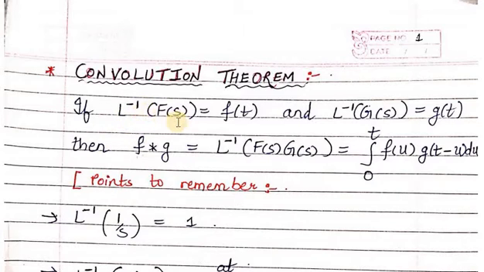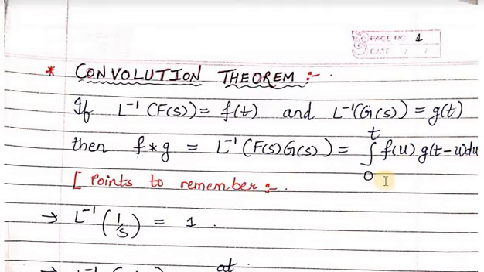If L inverse f of s equals f of t and L inverse g of s equals g of t, then the convolution of f and g, right? This is denoted by the symbol f star g. This is called convolution of two signals, okay? One is f and the other is g, and that equals L inverse f of s into g of s, and that equals the integration from 0 to t of f of u g of t minus u du.